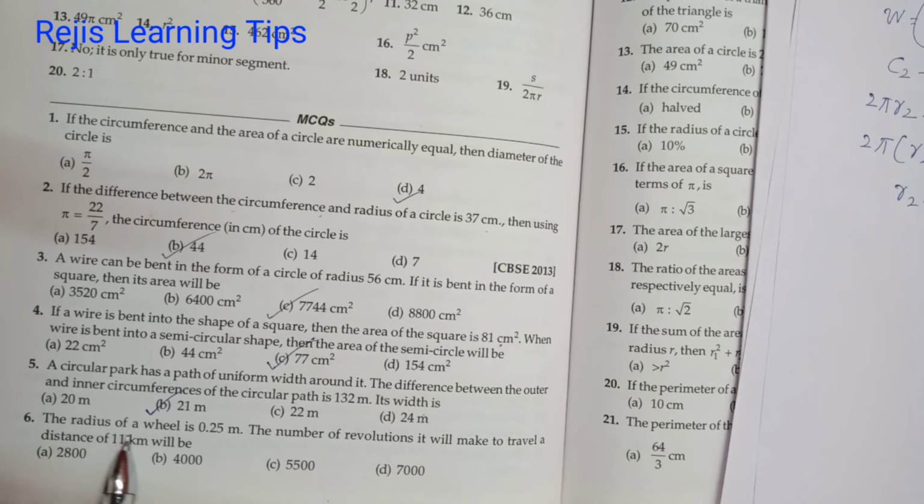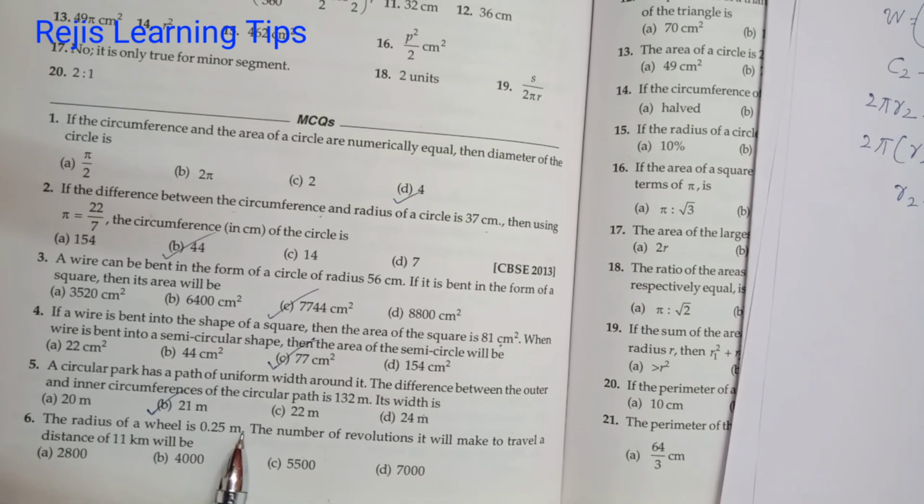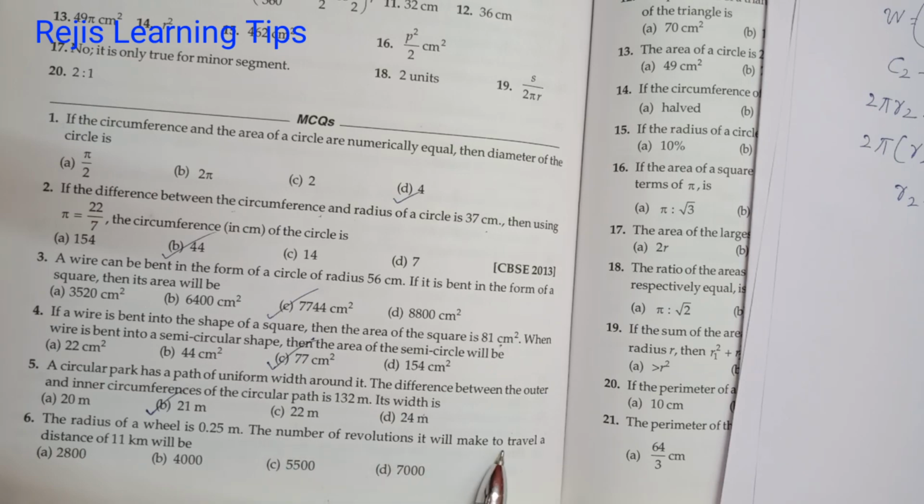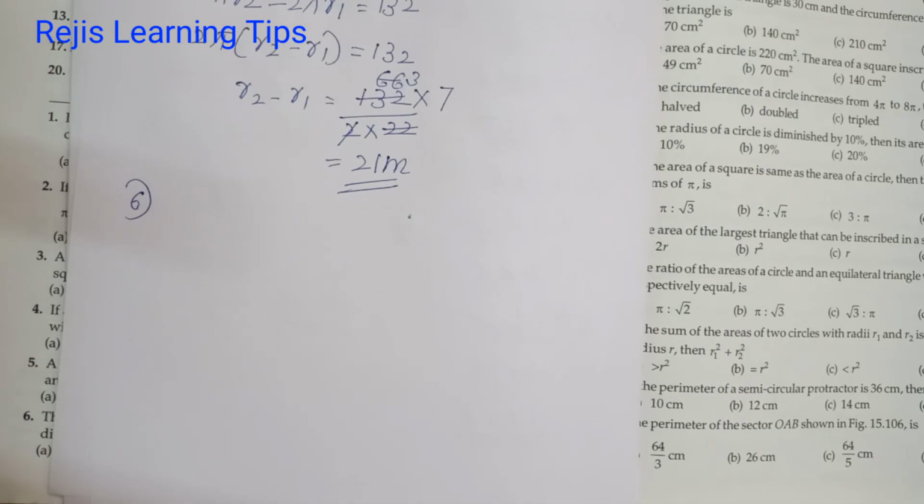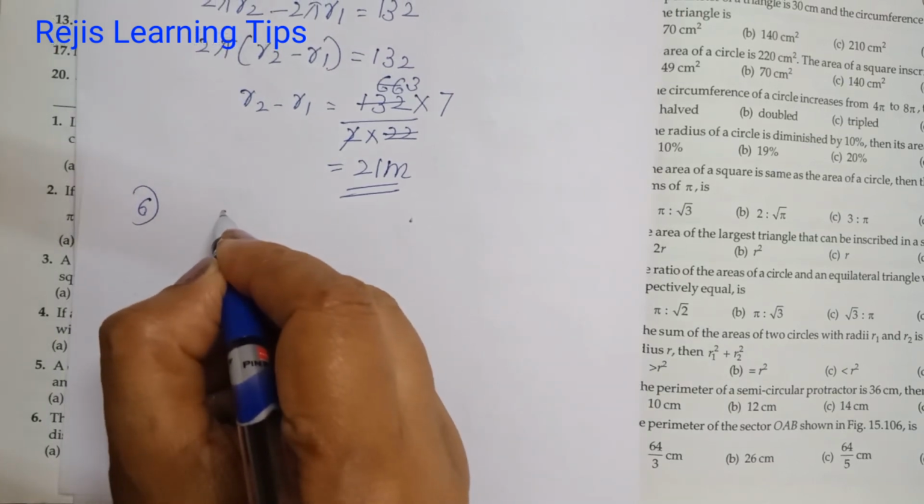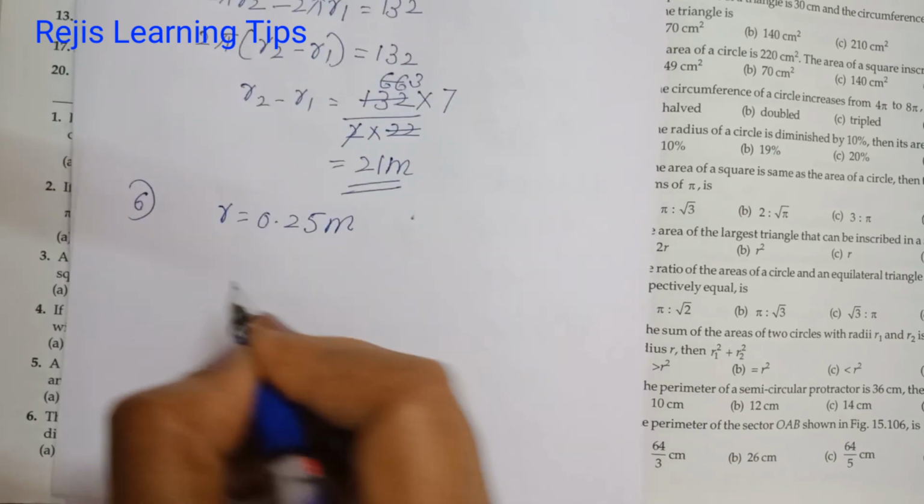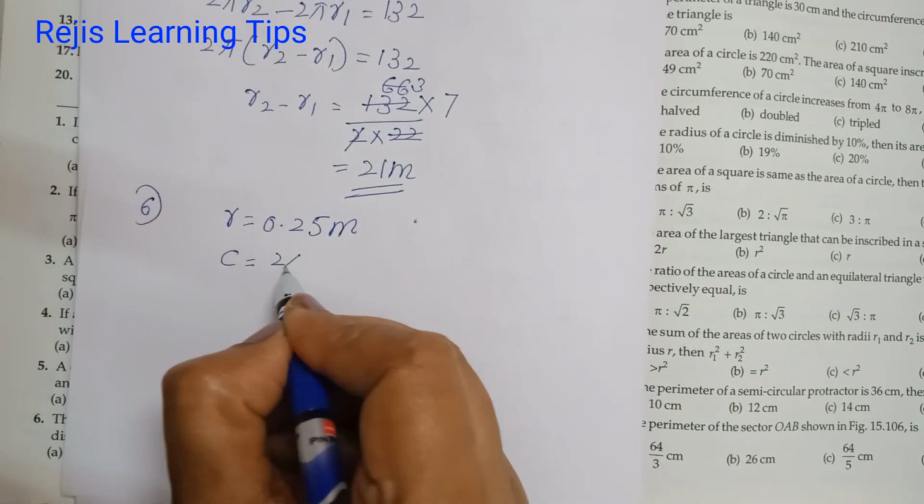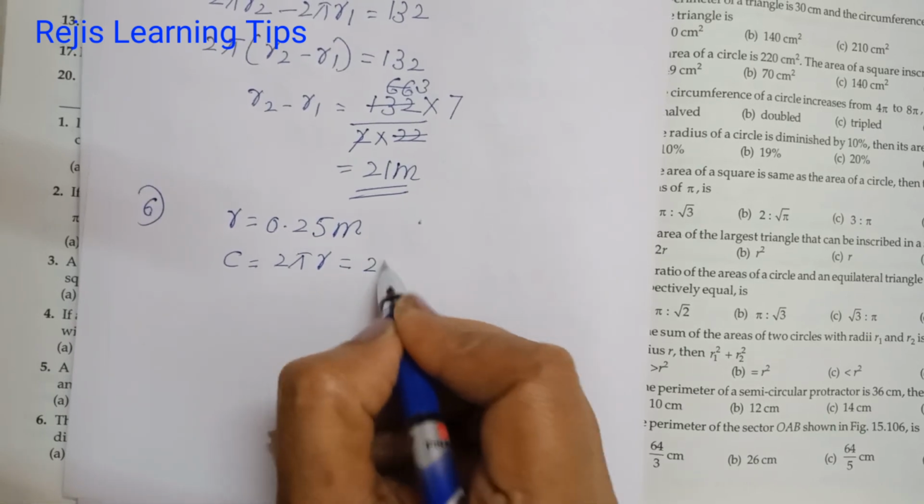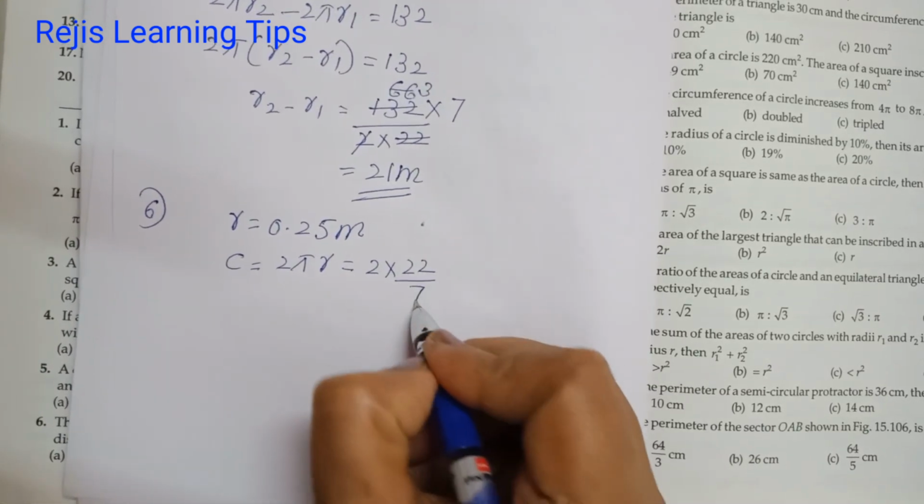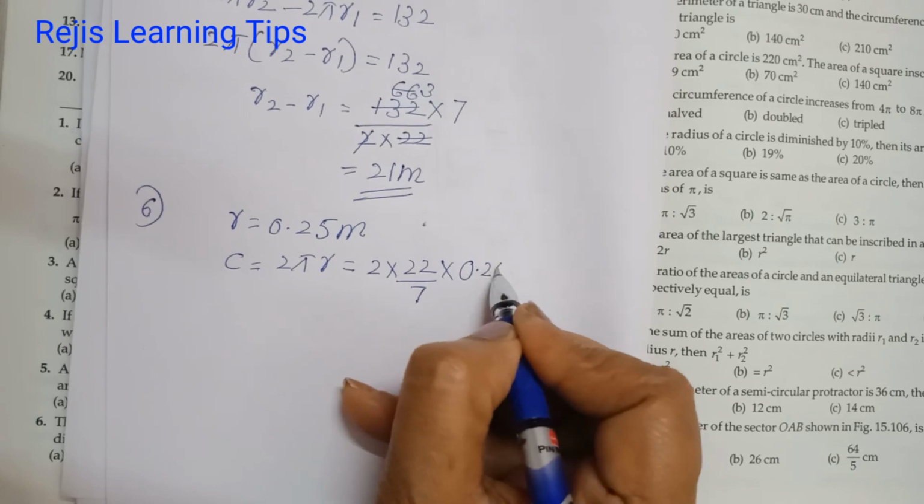Sixth question. The radius of a wheel is 0.25 meter. The number of revolutions it will make to travel a distance of 11 kilometer will be 2,800, 4,000, 5,500, or 7,000. Radius of a wheel is equal to 0.25 meter. Circumference C is equal to 2 pi r, that is equal to 2 into 22 by 7 into 0.25.